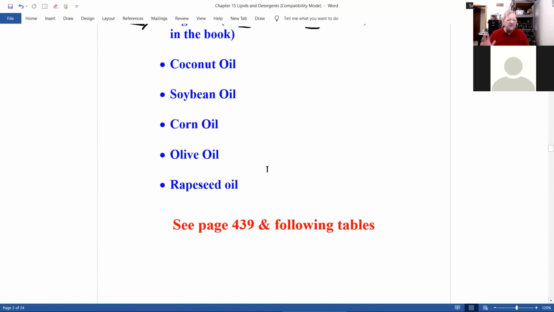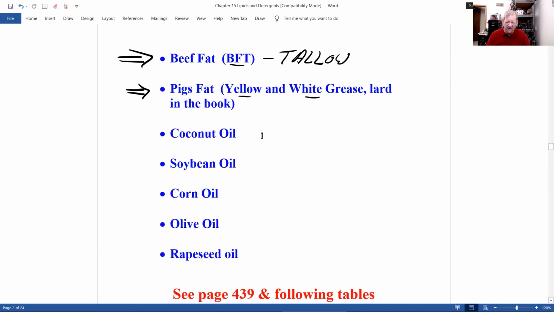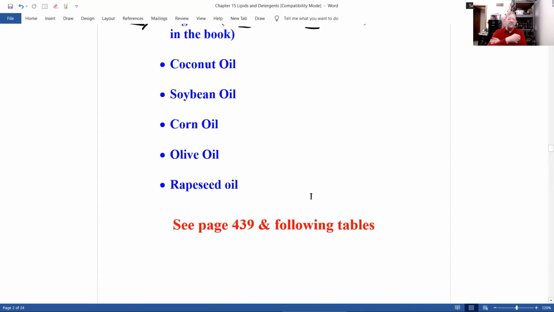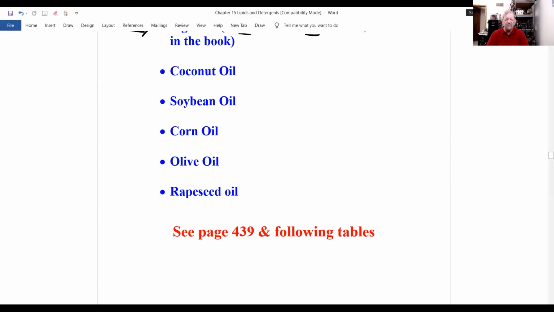Now, other ones you already know about: coconut oil, soybean oil, corn oil, olive oil. Those you all cook with, but in the chemical industry I worked in, these are much more expensive than tallow and white grease and yellow grease, so we don't use them. Now, there's an interesting oil called rapeseed oil. That's an interesting name. And it turns out most of the world uses rapeseed oil.